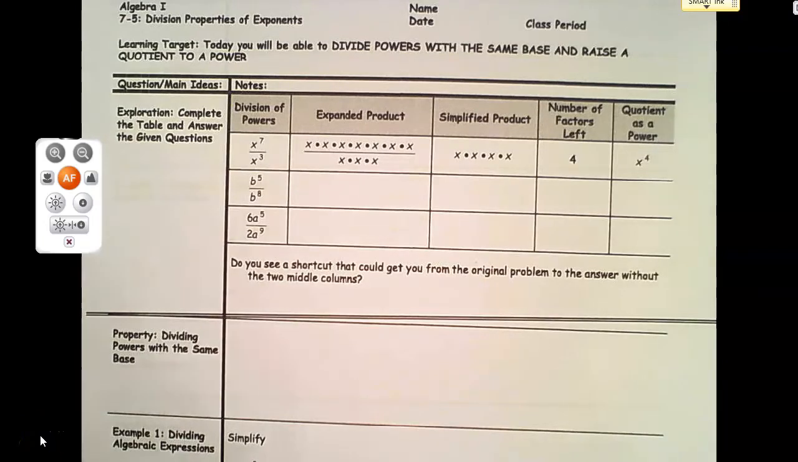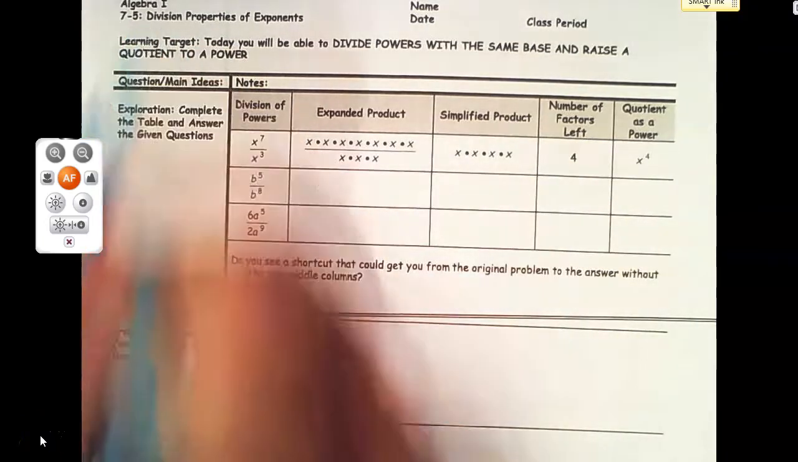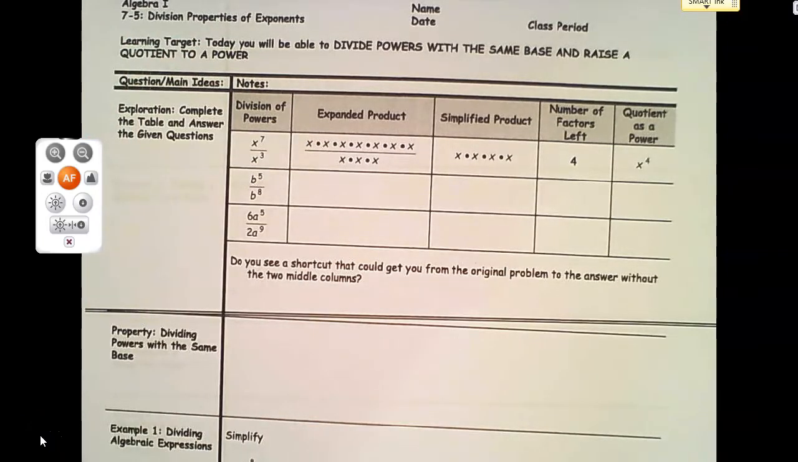This lesson is Lesson 5, Division Property of Exponents. Today you'll be able to divide powers with the same base and take a quotient, which is a division problem, and raise it to a power.